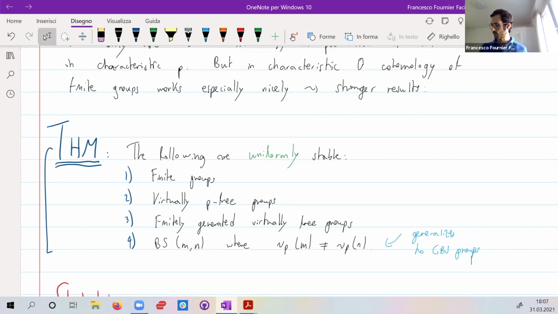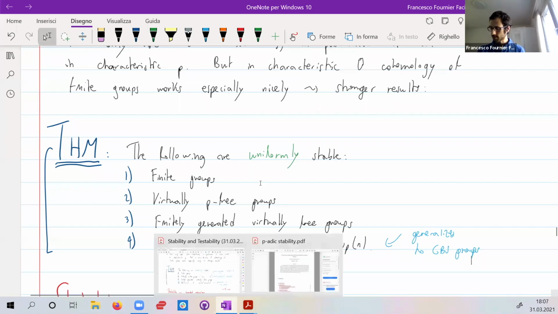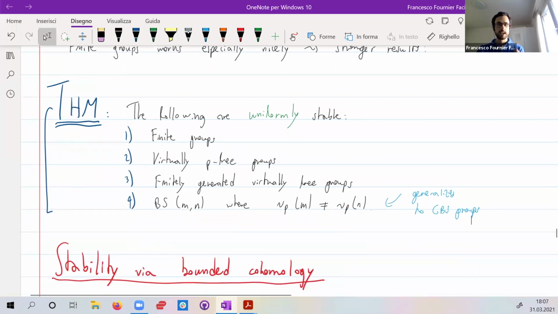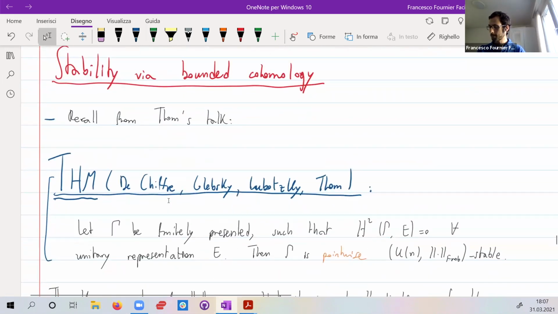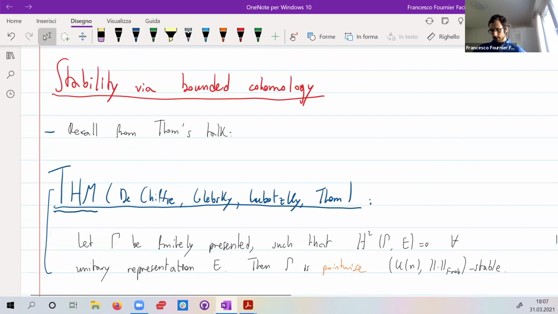Yeah. Okay, so I'll quickly talk about stability and bounded cohomology, which was actually the starting point of this project. So let me recall the following result, which was talked about by Andreas Thom in this seminar. This theorem of De Chiffre, Glebsky, Lubotzky, and Thom from a few years ago says that if you have a finitely presented group such that the second cohomology vanishes for every unitary representation, then it is pointwise stable with respect to the Frobenius norm.